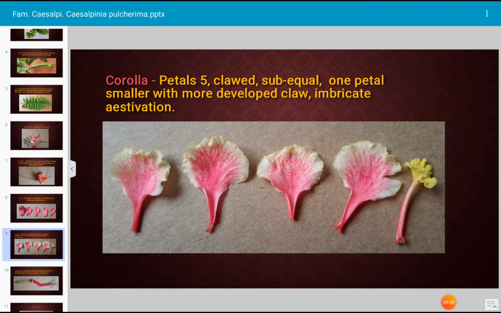One petal is very different from the other 4. There are a total of 5 petals, but one petal is totally different. That is also described as the odd petal, which is smaller with a more developed claw. And aestivation is imbricate, as I just described. Aestivation occurs in corolla. Next.